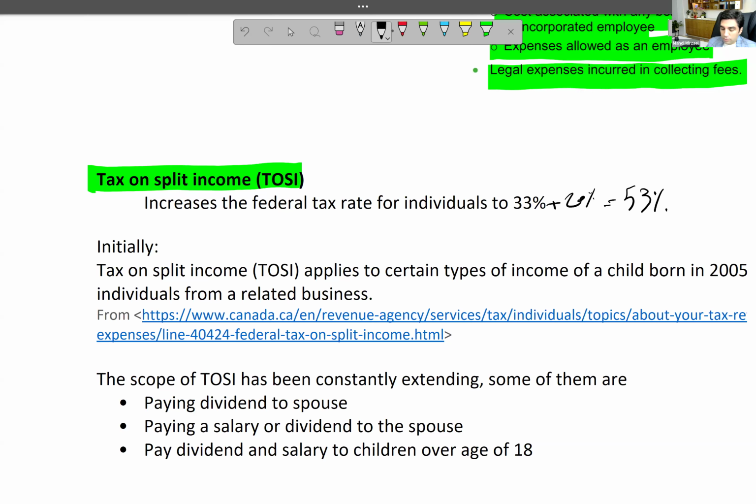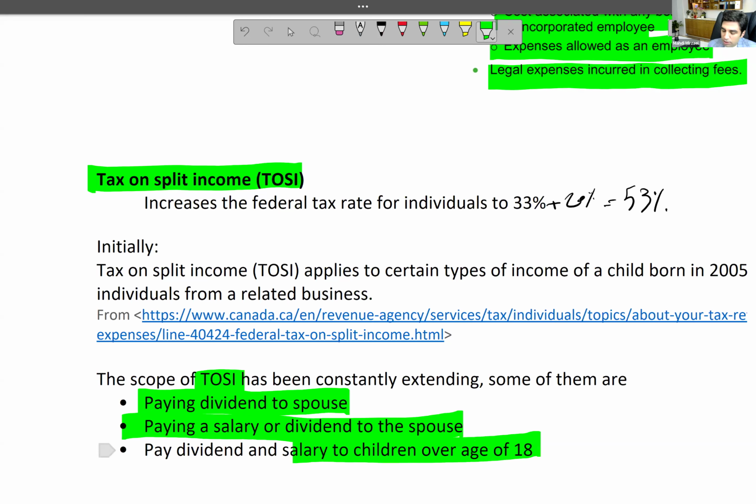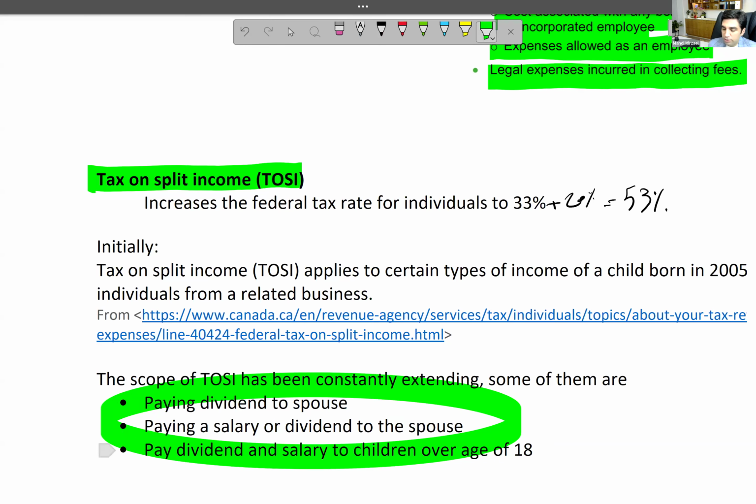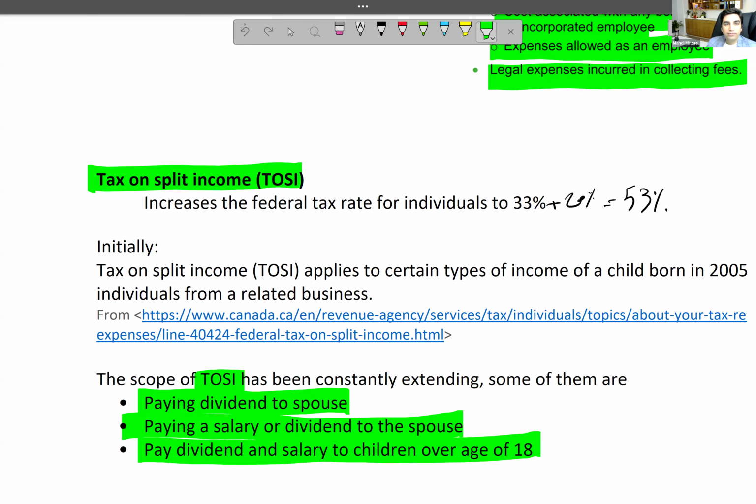And this one, the scope of TOSI, it applies to paying dividend to the spouse, paying salary and/or dividend to the spouse, and paying dividend or salary to the children under age 18. So if you do any of these, you should be very careful that TOSI may apply there.